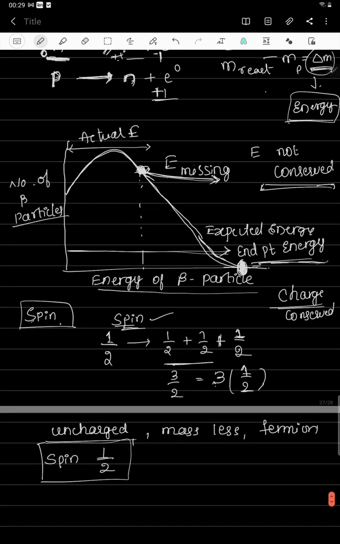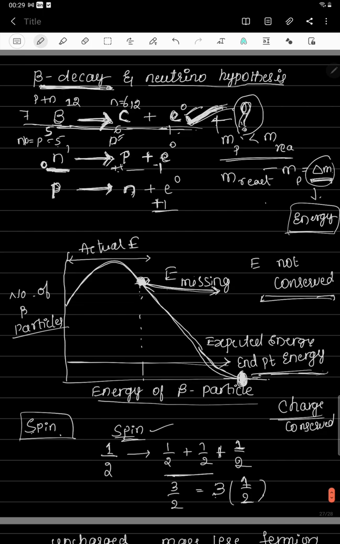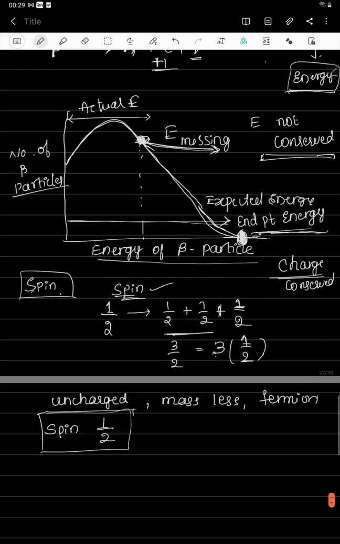In the neutron to proton conversion, the particle emitted along with the electron is called the antineutrino. In the conversion of proton to neutron, the particle emitted along with the positron is the neutrino. These two particles can conserve energy, linear momentum and spin. This is the neutrino hypothesis of beta decay.